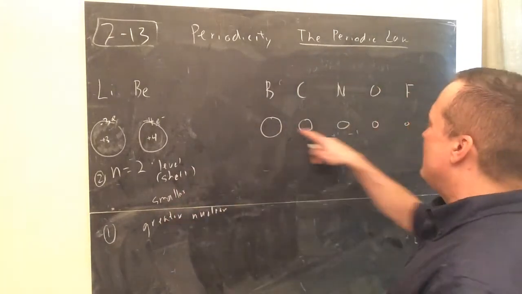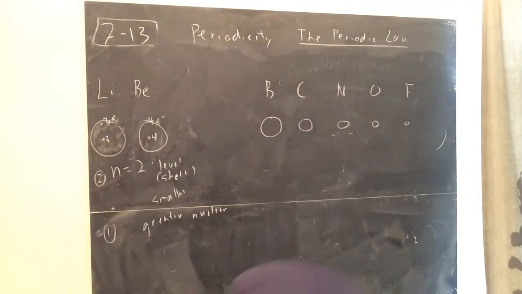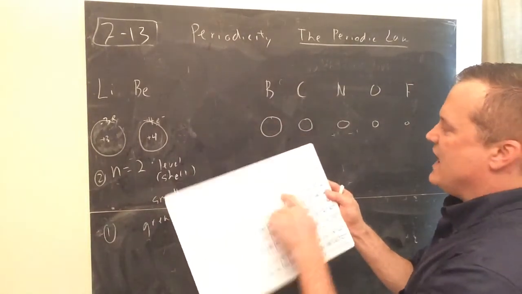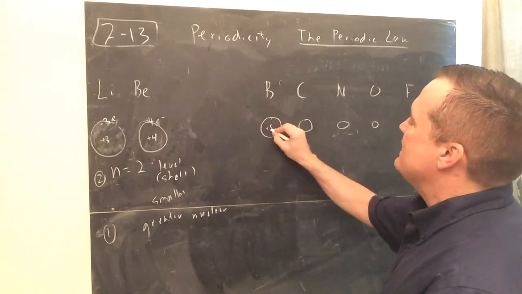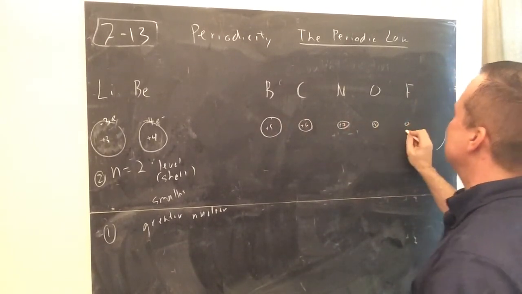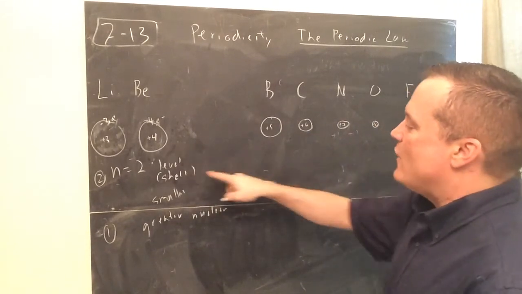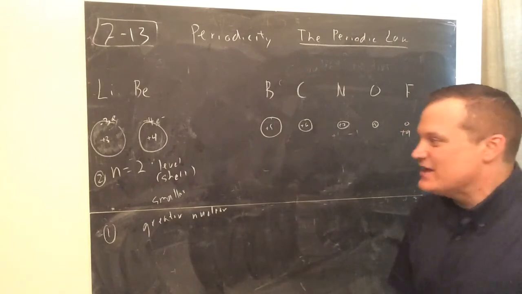Now, it happens all the way across the chart. For boron, its nuclear charge is positive 5. So we get positive 5, then 6, then 7, 8, then positive 9 for fluorine. But notice this: all the electrons are added at the same shell.